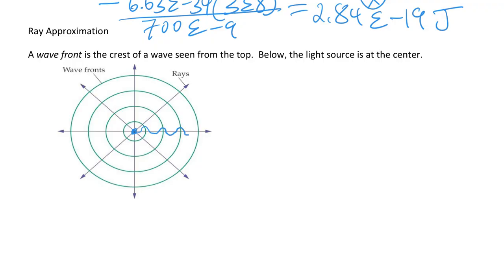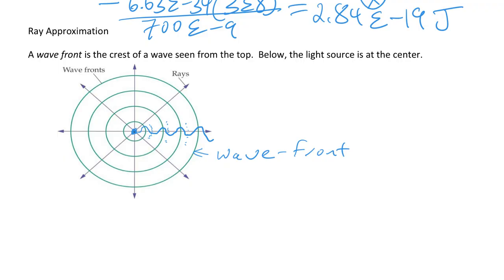Represents a peak or a crest. Each of the spaces between the middle ring and the two consecutive green rings is where the troughs are. So these are the wave fronts. These circles are called wave fronts because all the peaks line up to make that sphere.